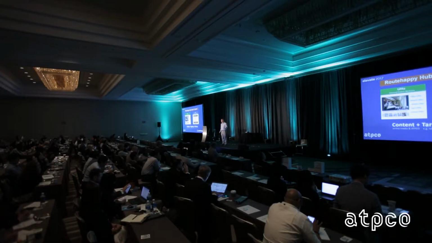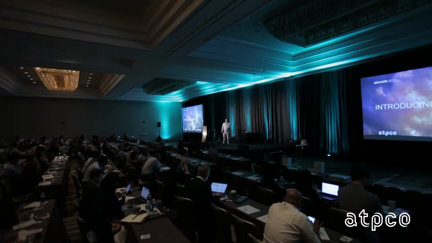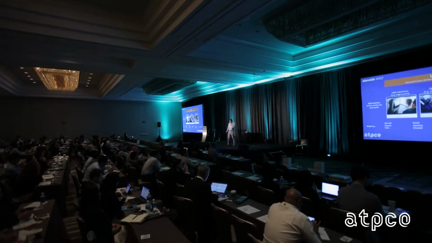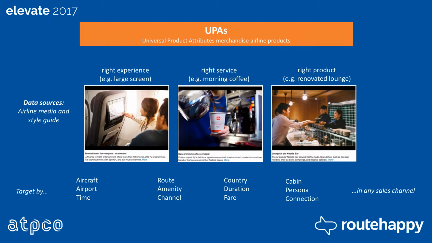Two content formats to discuss. One, UPAs, Universal Product Attributes, and UTAs, Universal Ticket Attributes. So let's jump into UPAs. Our data sources here, of course, airline media, airline style guide. This is airline merchandising content.